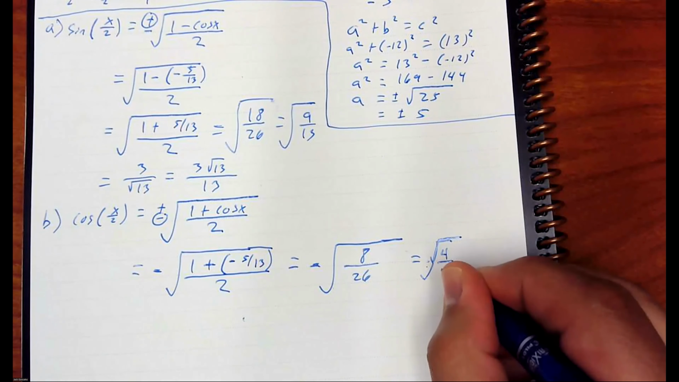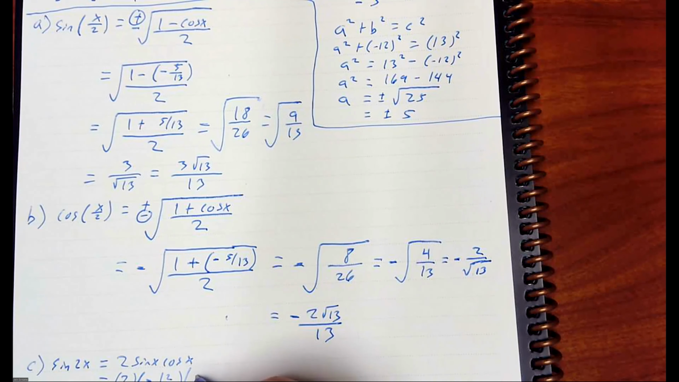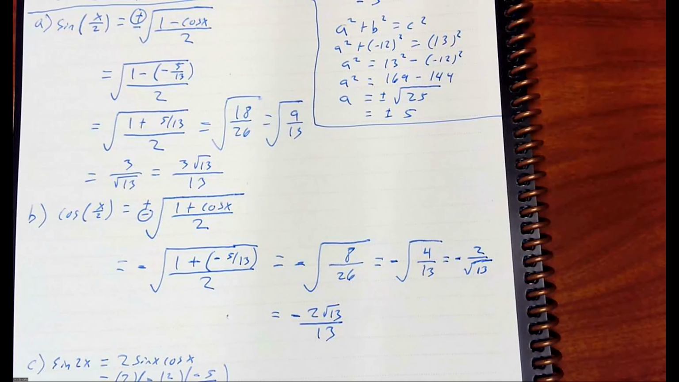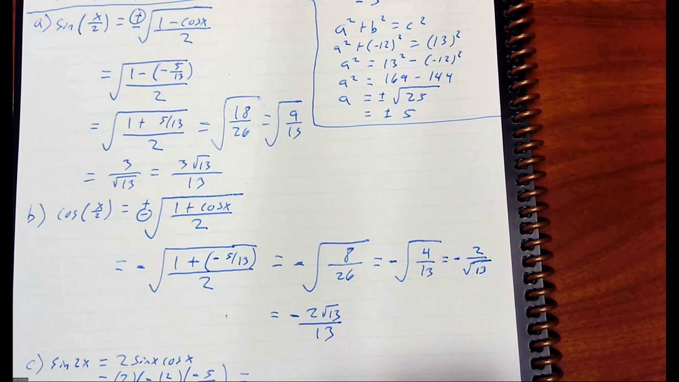Part C, sine of 2x. Here the signs don't really matter, except for sine and cosine, right? As long as you got those right, you'll be good. That will be 2 times sine, negative 12 over 13, times cosine, which is adjacent over hypotenuse, which will be multiply all that.